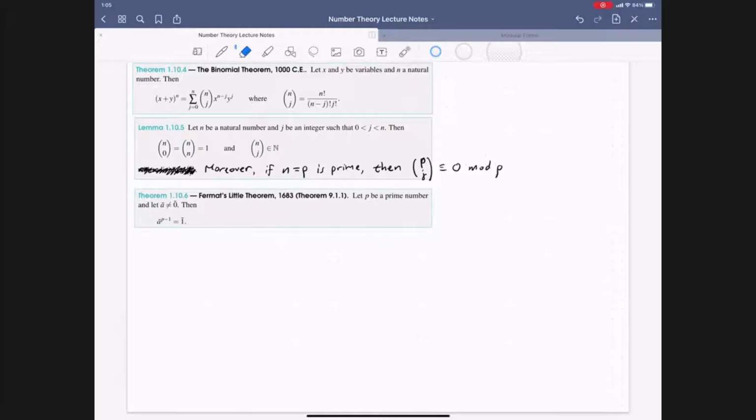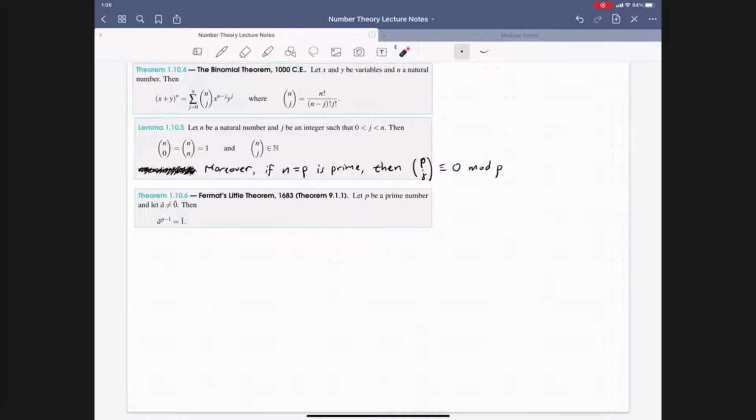So now we're going to go ahead and prove Fermat's little theorem. So we have the binomial theorem, which we will use. The following statement, the lemma 1.10.5, is just reiterating a couple of things we discussed in the last slide. So we have n choose 0 is equal to n choose n, which is equal to 1. If j is greater than 0 and j is less than n, then we have that n choose j is a natural number. We assumed this in our proof of the freshman's dream, and you will be proving this as one of your homework exercises.